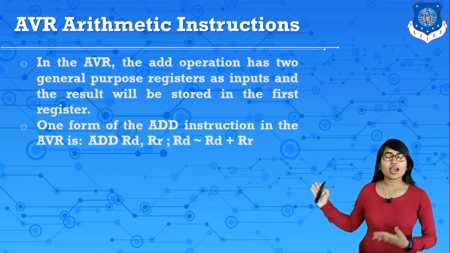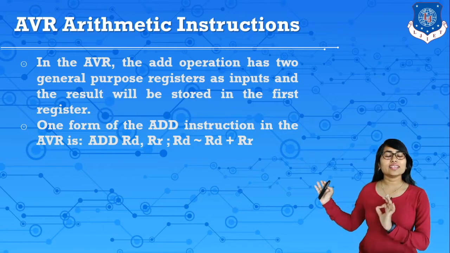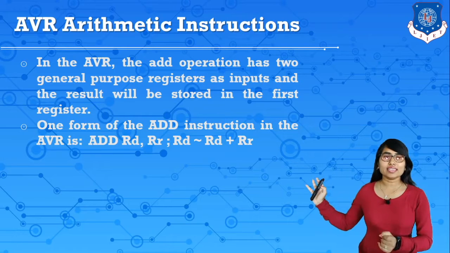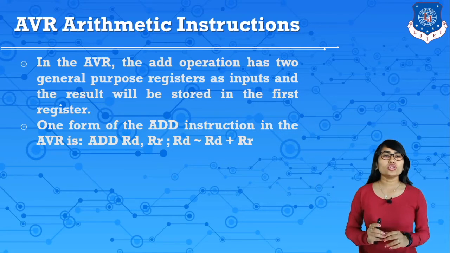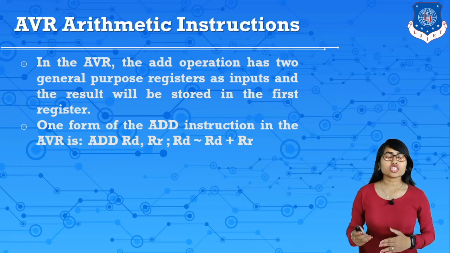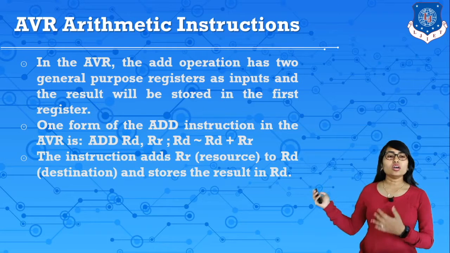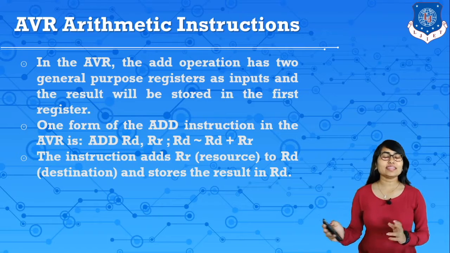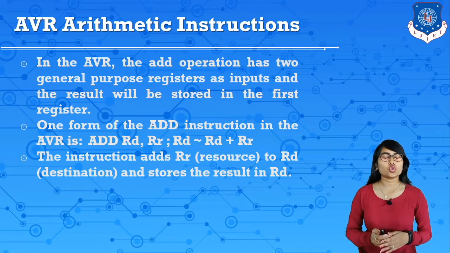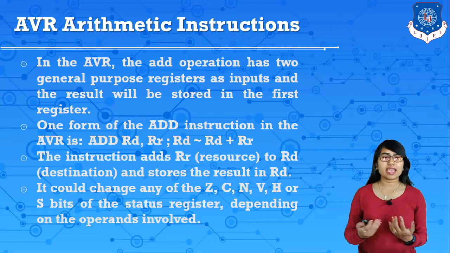ADD Rd, Rr. Whatever the content of Rr is, it is added into the Rd register and the result is stored in the Rd register. So this is the addition instruction of the AVR arithmetic category. Here Rr means source, Rd means destination, and the result is stored in the Rd register. So this is basically an arithmetic operation.